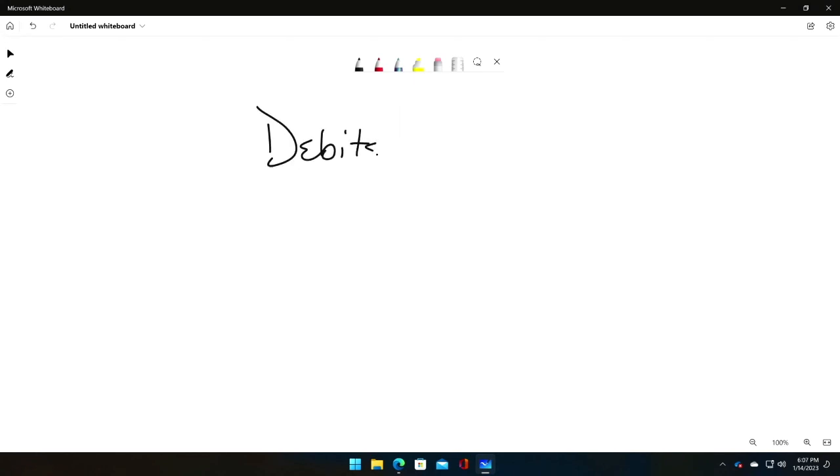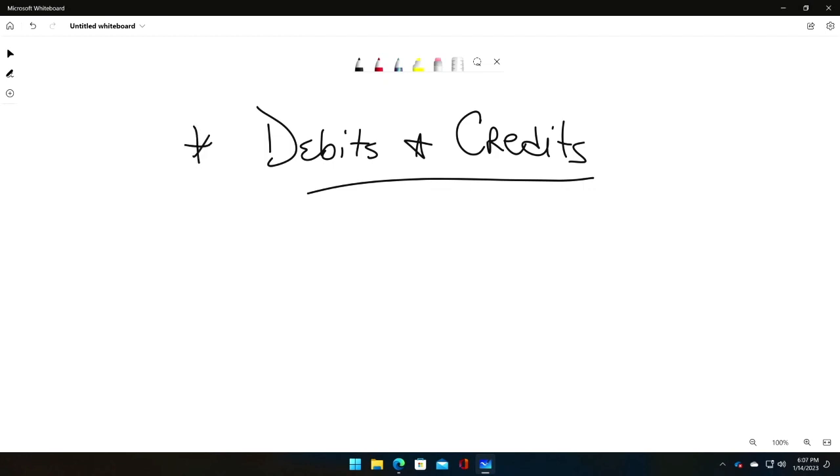Now, two things that many new students have told me, and this is very important, is that you really need to know what is a debit and what is a credit. So you need to know debits and credits. Now, here's the very, very, very important part that you really need to know.